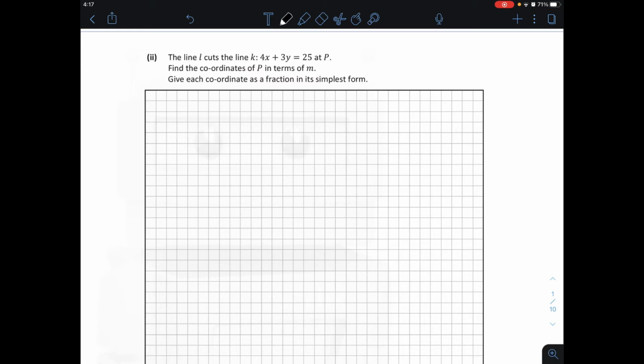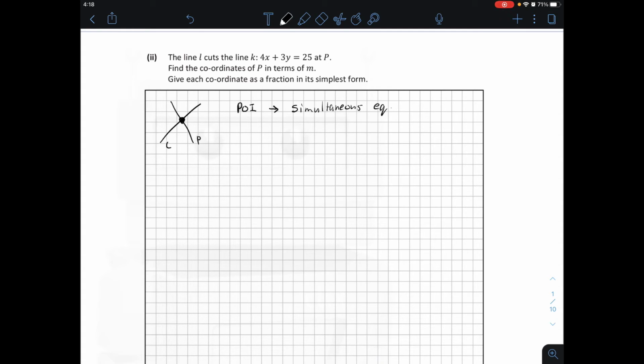Okay, in part 2, we're told that the line L cuts the line K, 4x plus 3y equals 25, at P. Find the coordinates of P. So here we're told that some line L cuts line K, and we want to find the points of where they cut. So here we're looking for the points of intersection. Anytime we're looking for the points of intersection, we're looking for two coordinates, the x and y coordinate, given two equations. So we're going to do a simultaneous equation to find these points.